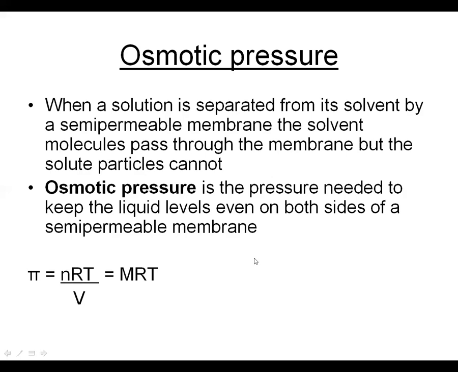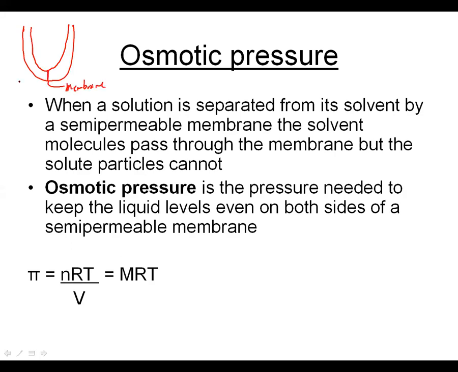All right, so another colligative property we're going to look at is osmotic pressure. And the osmotic pressure is basically the pressure that's needed to keep a liquid level on both sides of a membrane. So the idea here is osmosis. And osmosis, for example, if you had a container or a column, if you will, where you had a membrane in between.